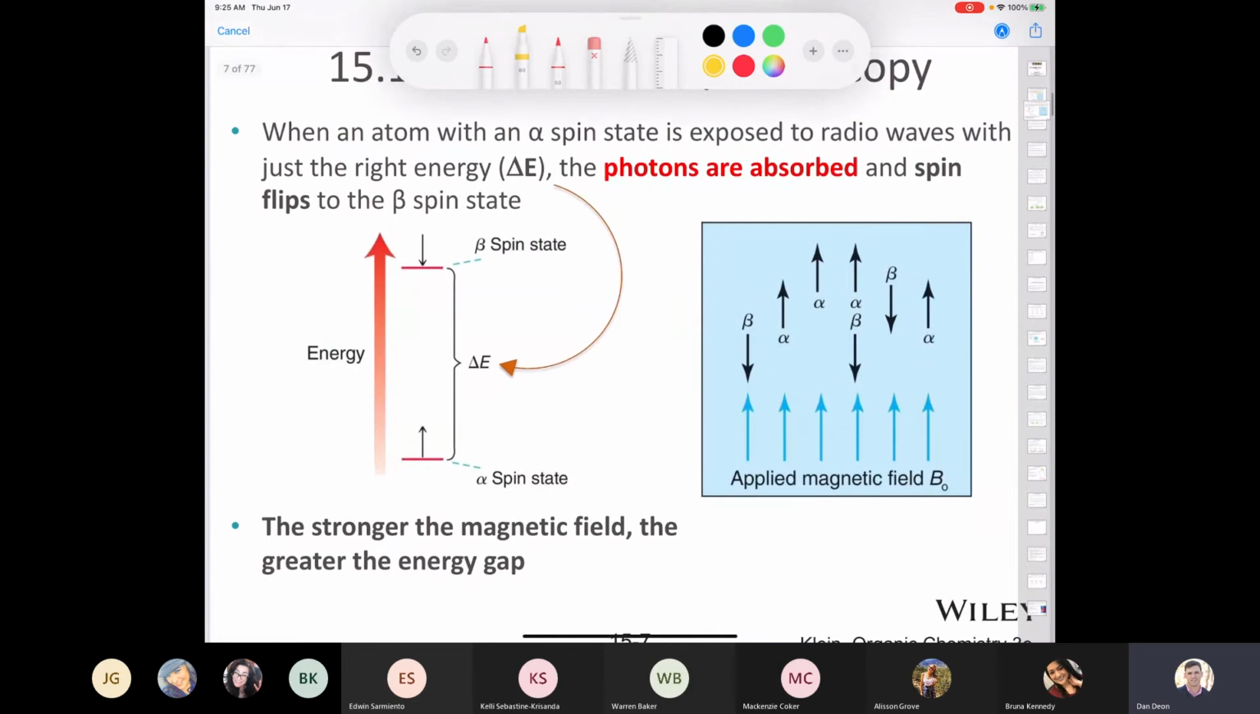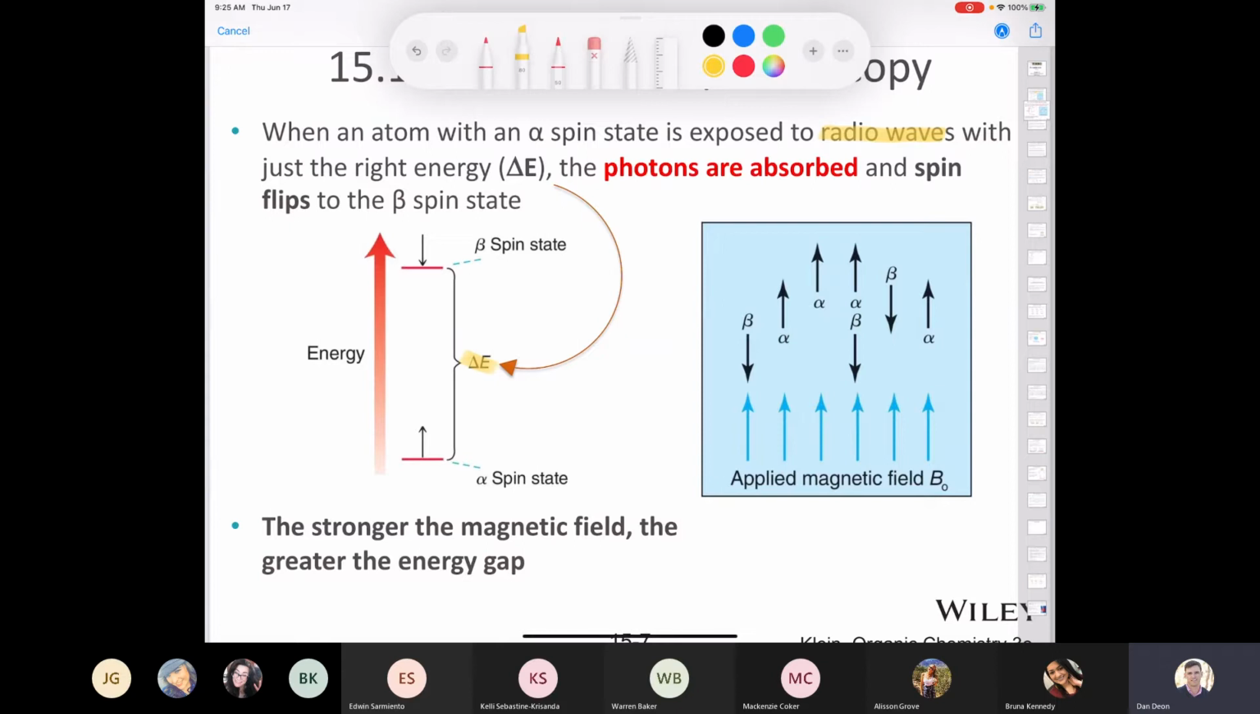Now, see if you can follow with me. It says when an atom in an alpha spin state, the lower energy spin state, is subjected to radio waves with just the right energy. What's just the right energy? It must be quantized, right? It's got to be a very specific amount of energy. A photon of light is going to get absorbed, and this alpha spin state can flip up to that higher energy beta spin state. Poof, okay?